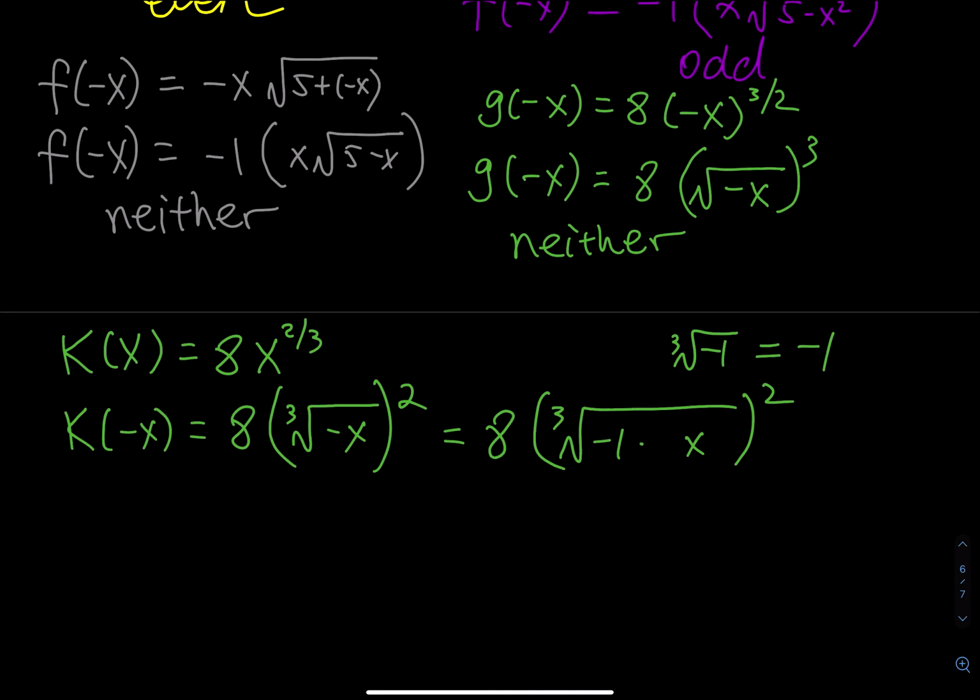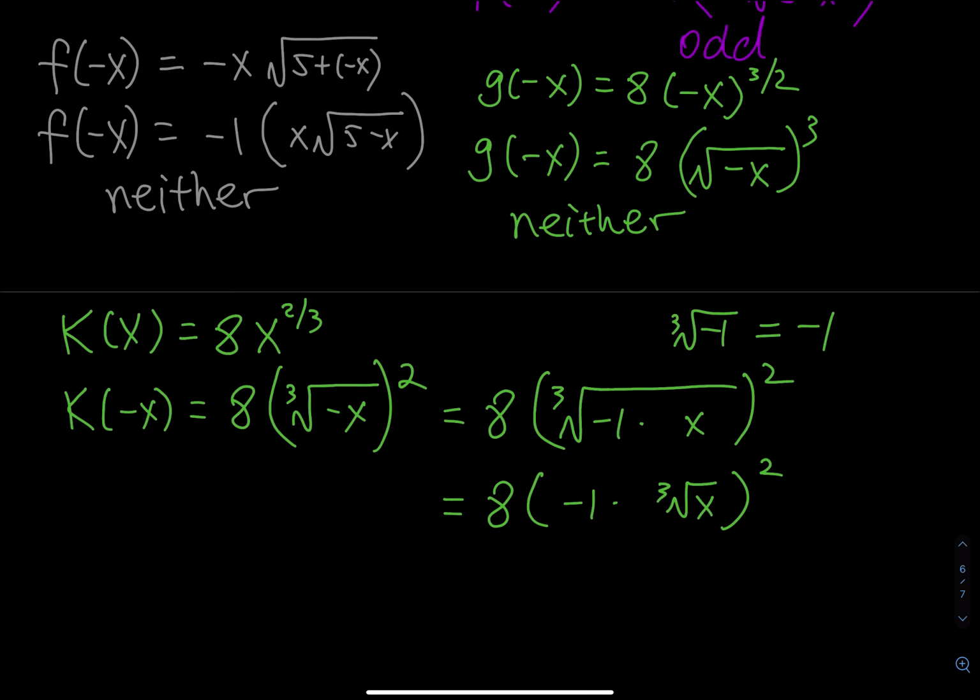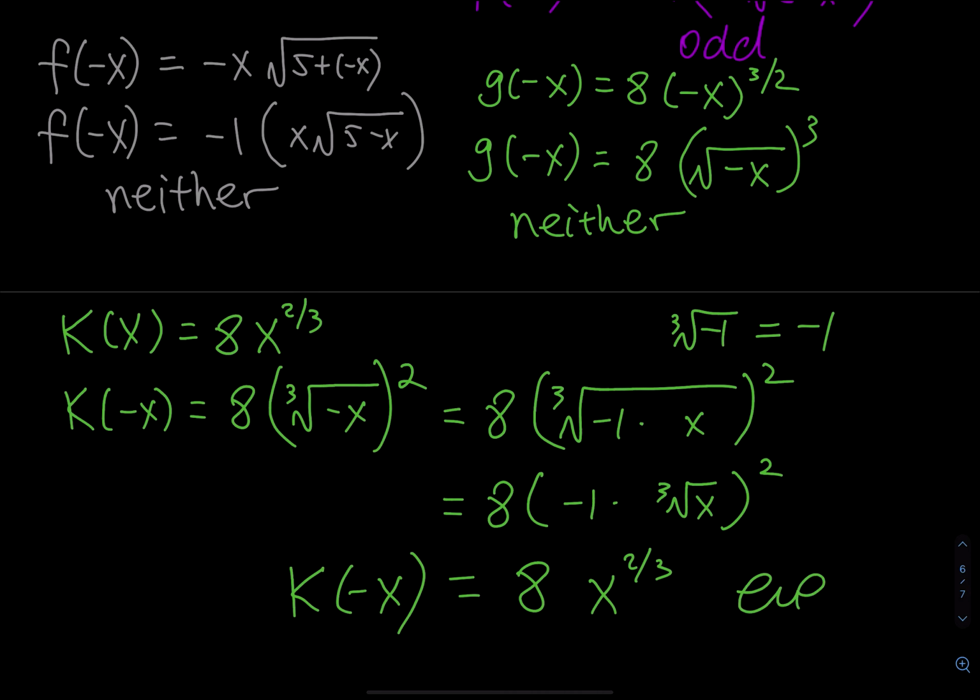So we can pull it out. After we pull it out, we have 8 times negative 1 multiplied by the cube root of x, and then the whole thing squared. Once you square the negative 1, you have 8, and then this becomes x to the 2 over 3. So we just get back to the original function. So k of negative x equals the original function. Therefore, that becomes even.